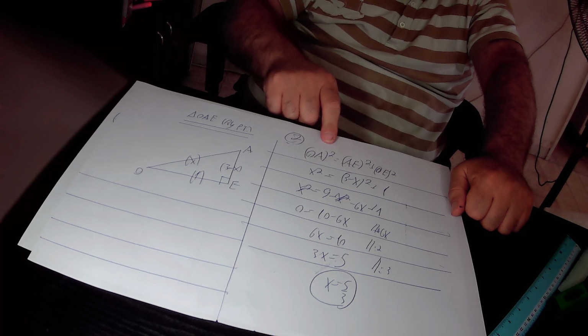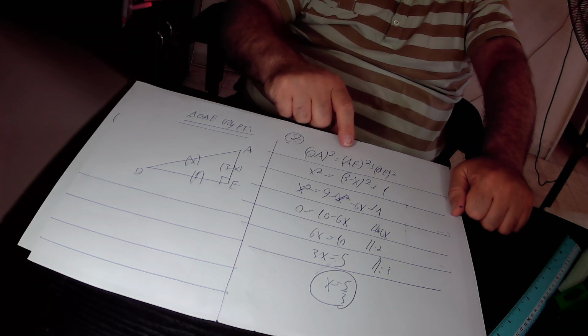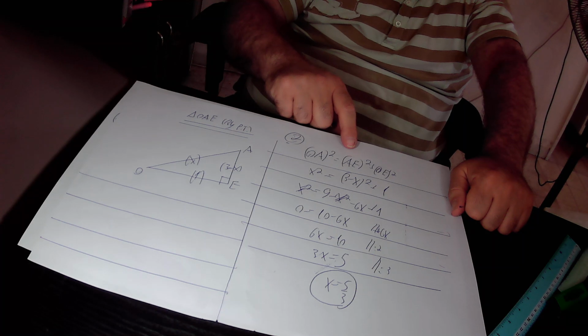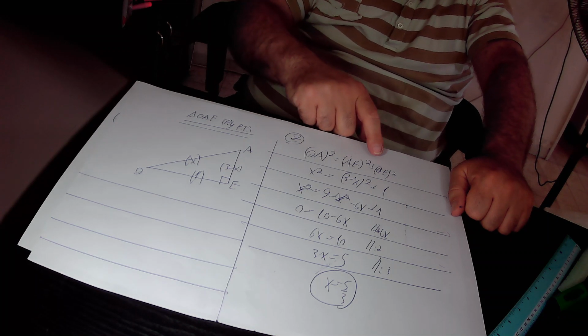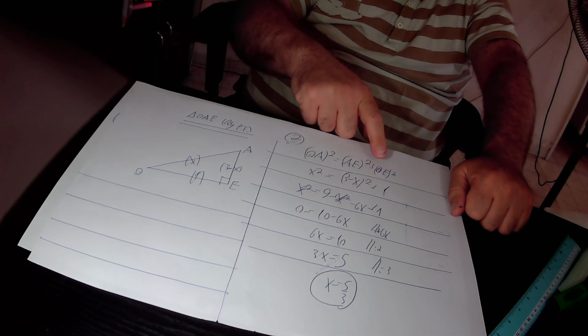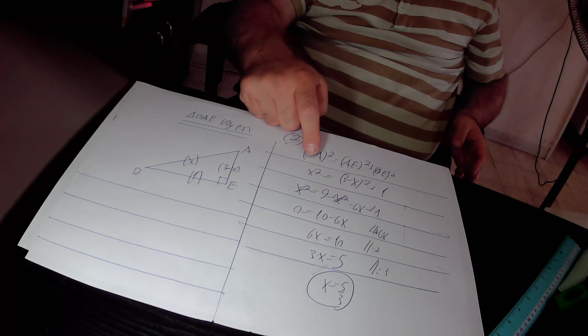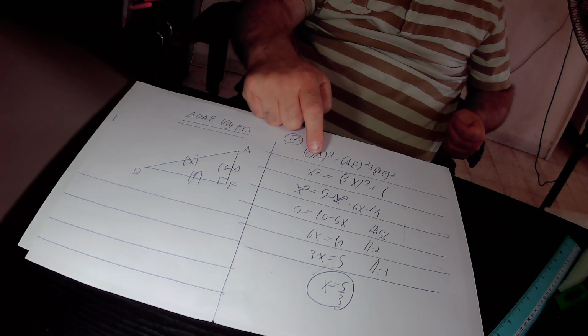OA is x, therefore OA squared is x squared, and it equals AE squared. AE is 3 minus x, therefore AE squared is (3 minus x) squared, plus OE squared. OE is 1, therefore OE squared is 1 squared, that is 1. So in total, we found out that x squared equals (3 minus x) squared plus 1.